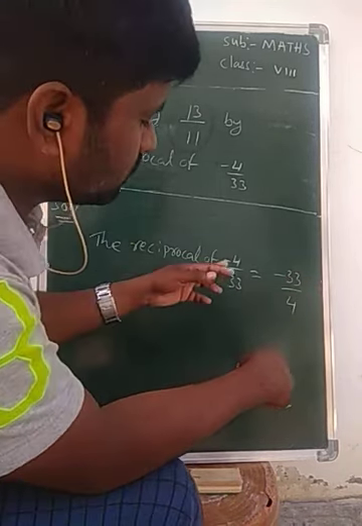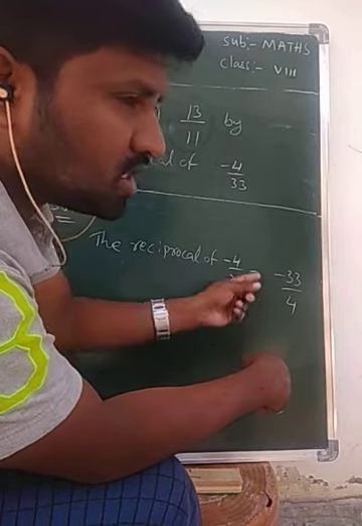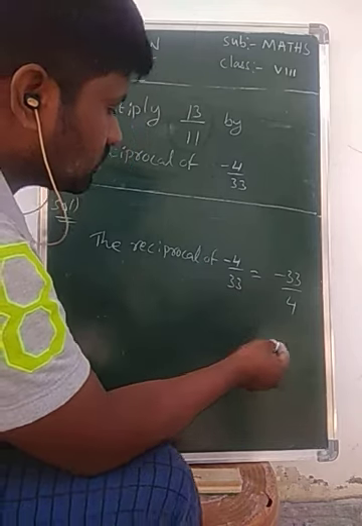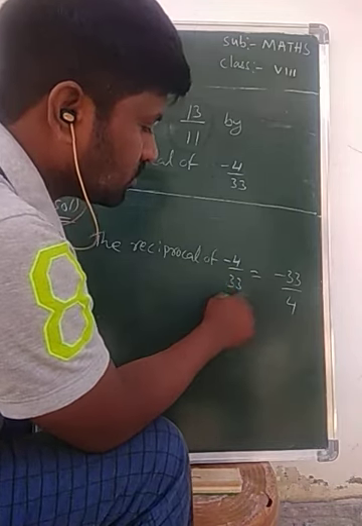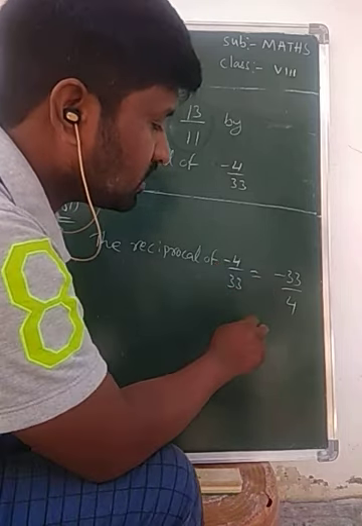Because the minus applies to the whole fraction, not just the numerator or denominator. Is it clear, students? So what is the reciprocal of minus 4 by 33? That is minus 33 by 4.